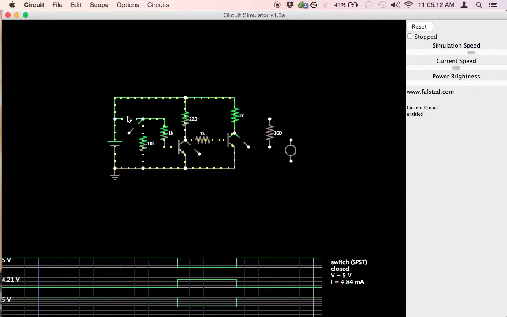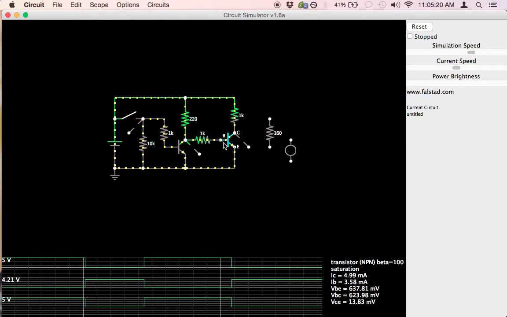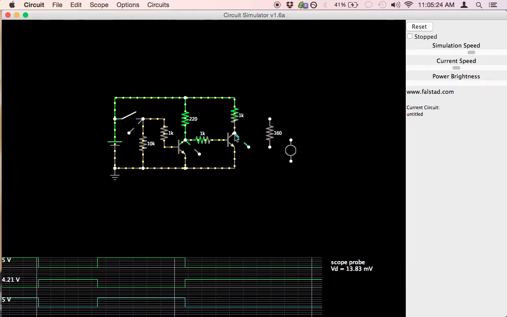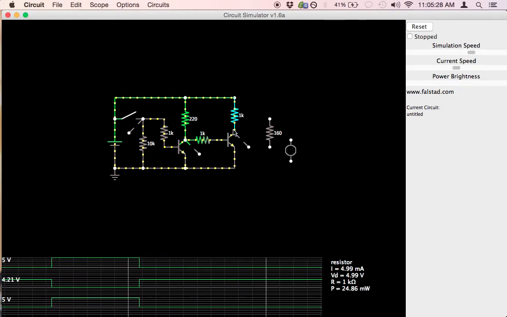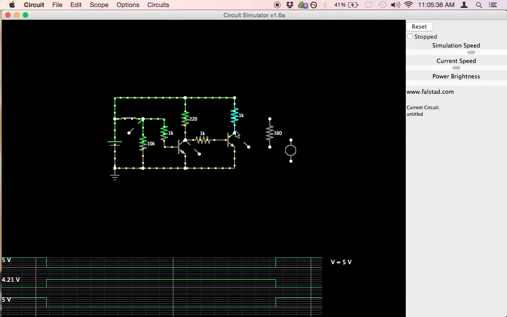When this switch is open, positive voltage through this 220 ohm resistor and then through this 1K resistor feeds the base of this transistor, turning it on. Because it's on, its collector is tied to the emitter, which is tied to ground, so the collector is at 0 volts and the voltage here is 0. When that transistor is off, this 1 kilo ohm resistor pulls the collector high and you have a 5 volt signal.